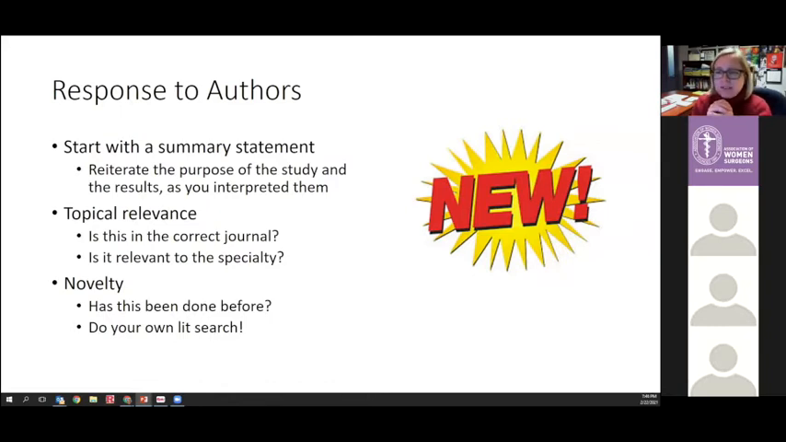And then novelty. Has this been done before? And just run your own literature search. It's very easy to do. And sometimes the journal will do it for you, or the software that the journal is using.